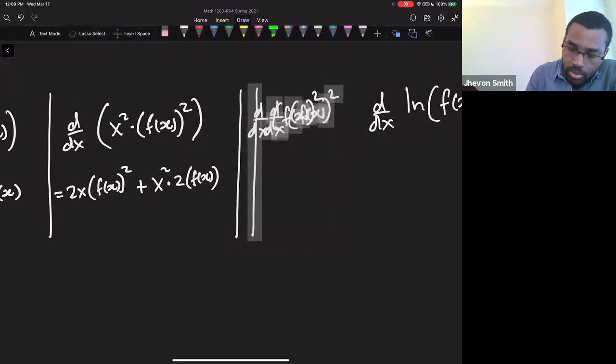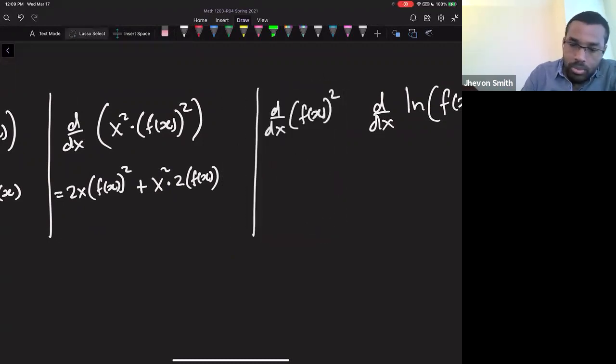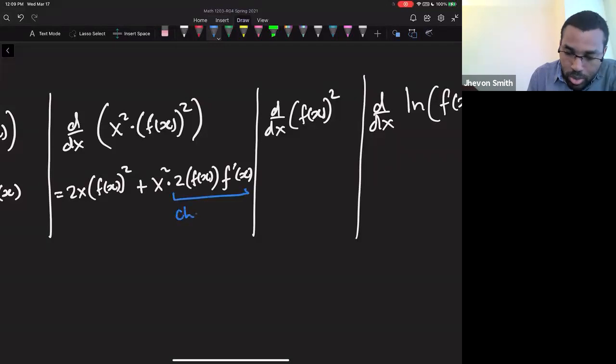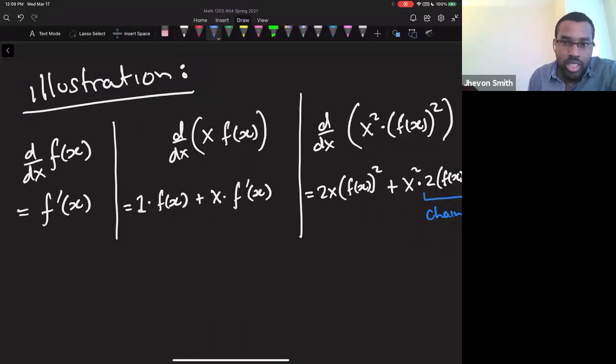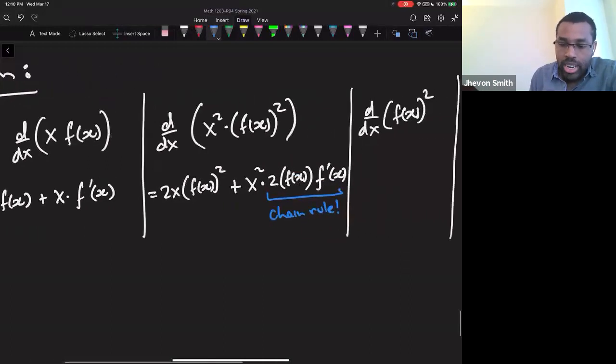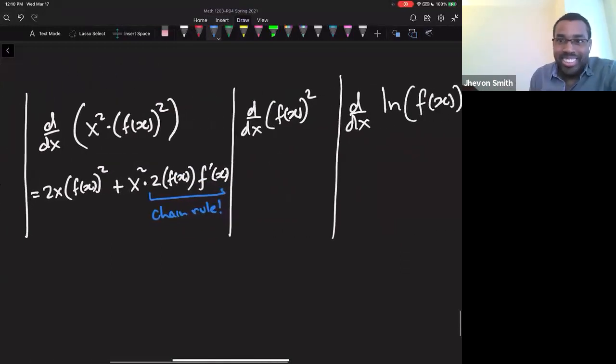Should you write, at the end, times f prime of x? You need f prime of x multiplied, right? Yes, because you had just applied the chain rule. We've been doing it the whole time, but you just wouldn't notice it, because applying the chain rule in this case becomes multiplying by a 1. But here you can actually see it explicitly. Ironically, we're doing implicit differentiation, but you can see explicitly the chain rule being applied.